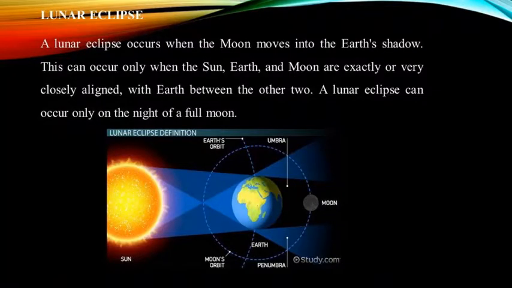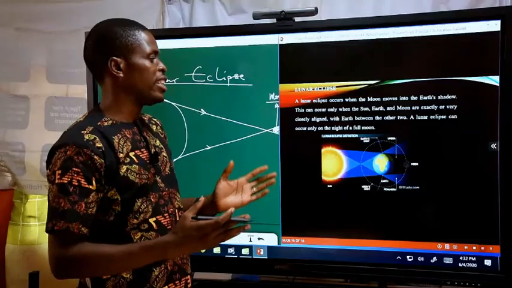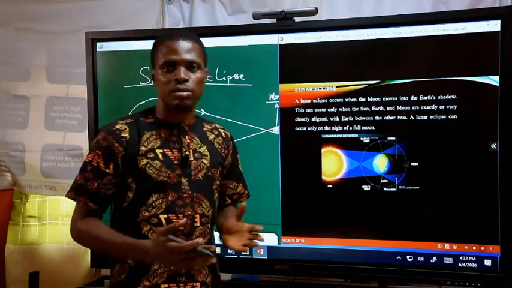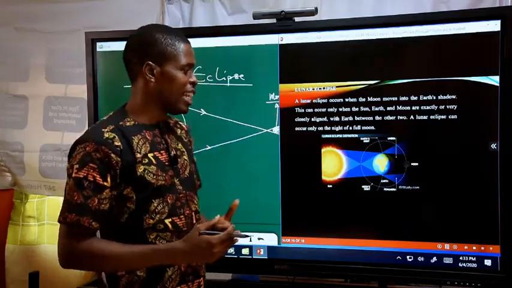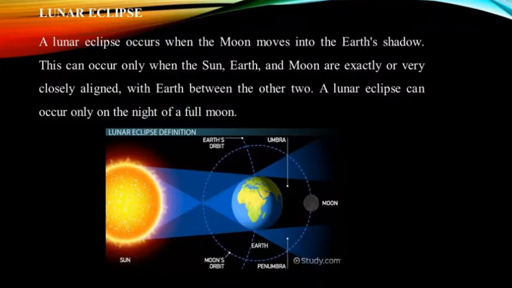In this case, the earth blocks the light that is going to get to the moon. As a result of that, the moon is found to be in complete darkness. And in such cases, you see the moon disappears from the sky. If you look at the sky, you will not see the moon, as a result of the moon hiding behind the earth. With that, we can call it a lunar eclipse.